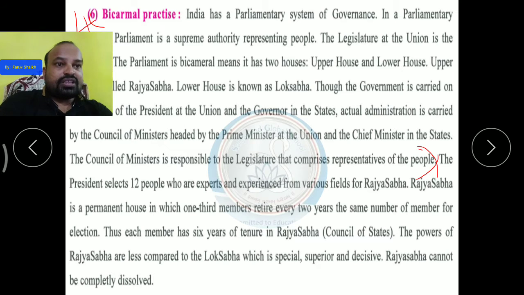It can be called the Council of State. The powers of Rajya Sabha are less compared to the Lok Sabha, which is special, superior, and decisive. Rajya Sabha cannot be completely dissolved. Rajya Sabha is the upper house of the parliament and Lok Sabha is the lower house of the parliament. But the powers of Rajya Sabha are less compared to the Lok Sabha.